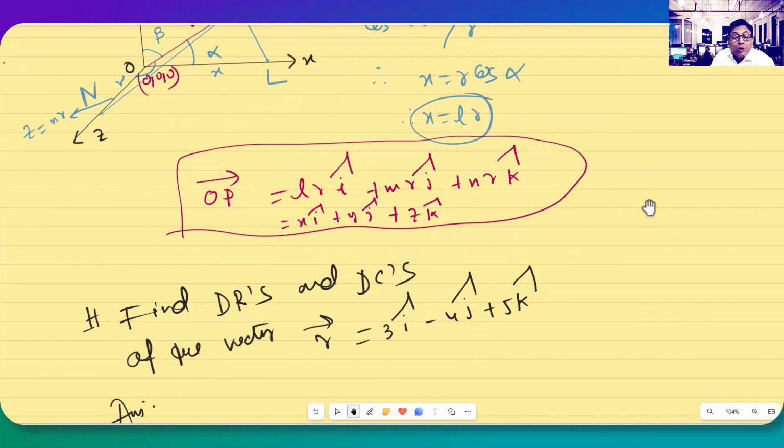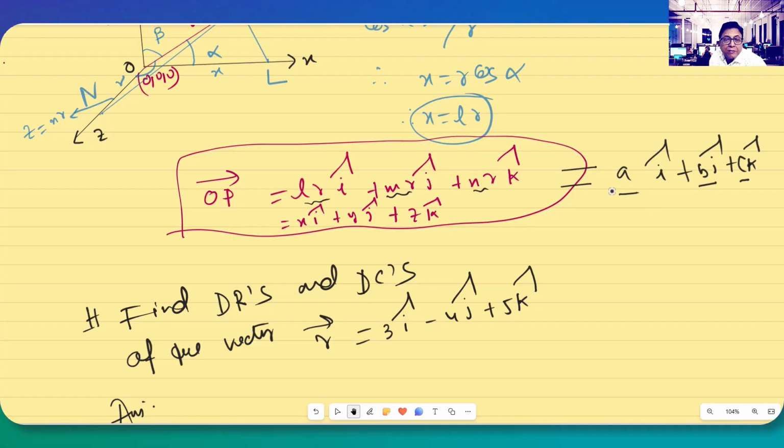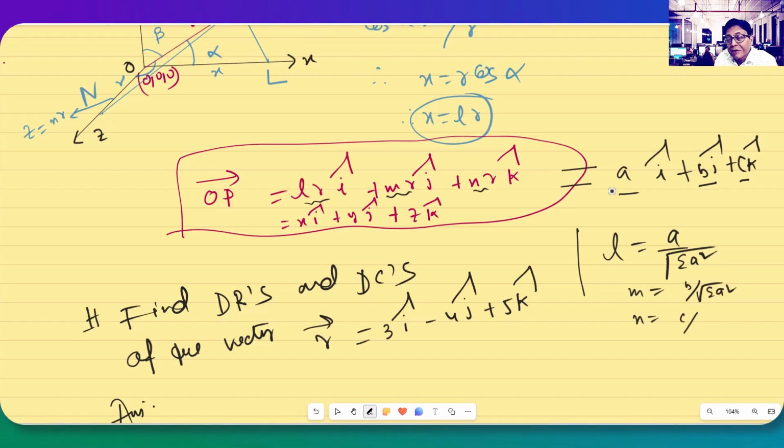Okay? So, instead of writing x, y, z, initially what we have taken? This one is a, this one b, this one c. ai plus bj plus ck. These are referred to as direction ratios. And L, M, N are direction cosines. And L you can find by using the relation that a by root over sigma a square, similarly M and N. It is b by root over sigma a square, c by root over sigma a square.